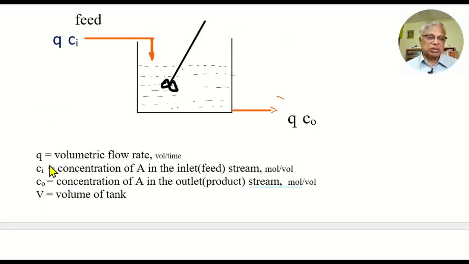So these are the variables: Q is the volumetric flow rate, Ci and C0 are the concentration of the salt, which I call some component A. It may be salt or some other component, I call it A. So Ci and C0 are the concentration of A in the inlet and outlet. V is the volume of the tank.